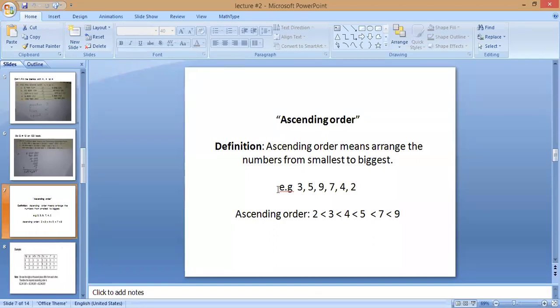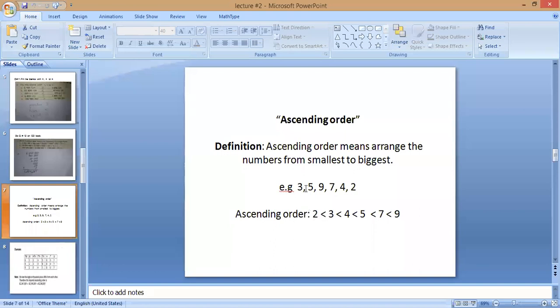For example, from your daily life, these are easy numbers. You can check 3, 5, 9, 7, 4, 2. These are randomly written here. So you want to write them in ascending order. You will check which one is the smallest one. First of all, you will write a number. Which one is the smallest one? 2. So you will write here 2. 2 is less than 3. You will put this sign here for less than, because you have the closed end to the smallest number.